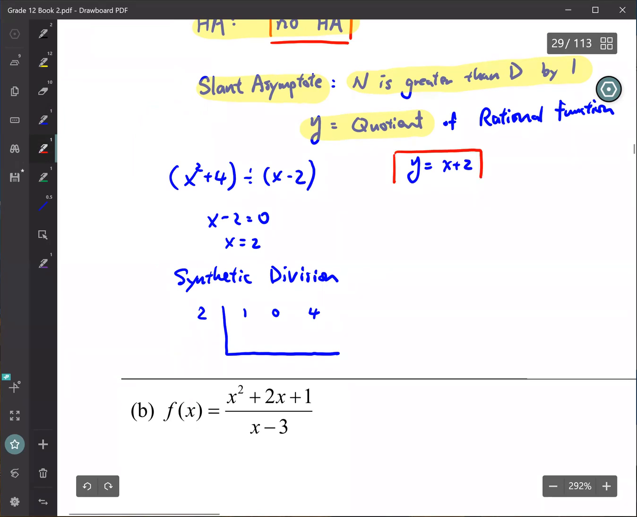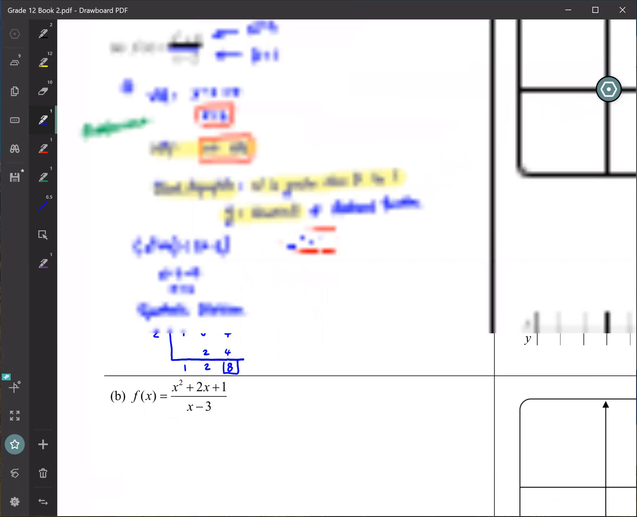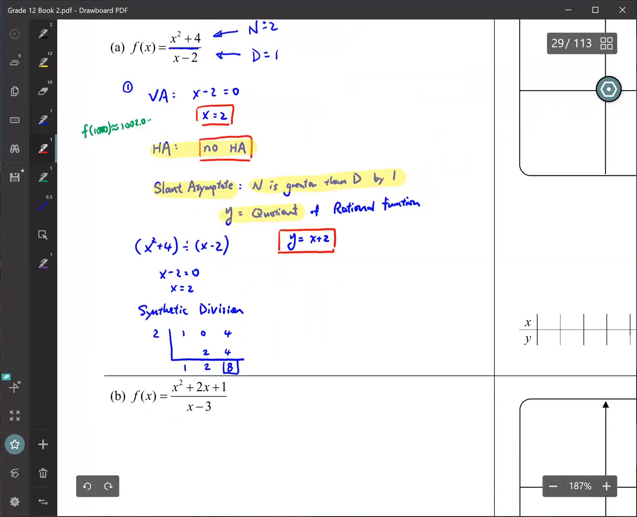Okay, so let's check your division now. 1 drops down, and then put the 2, add it together, right? And then 4, and then you have a remainder of 8. But we don't care about the remainder, okay? We just look for the quotient. Any questions so far? Okay, let me separate this.